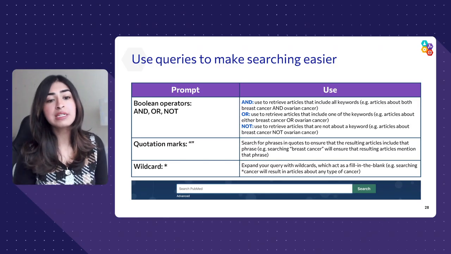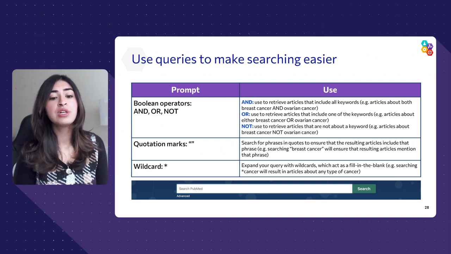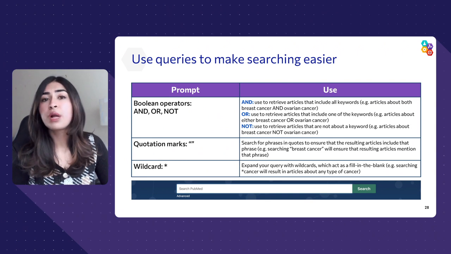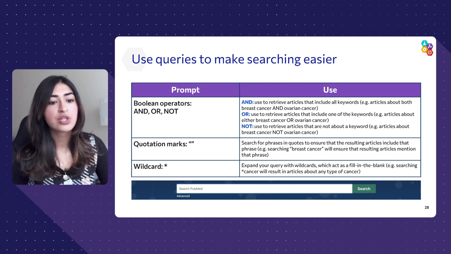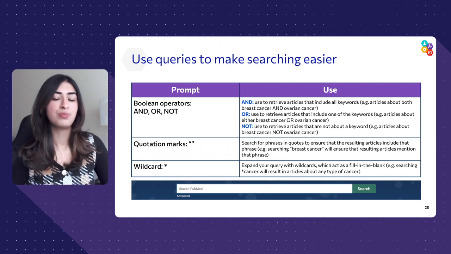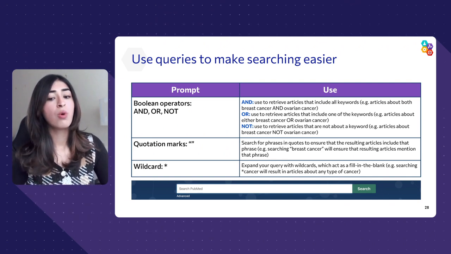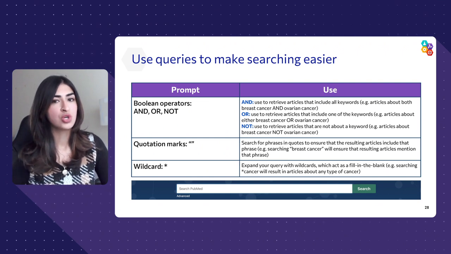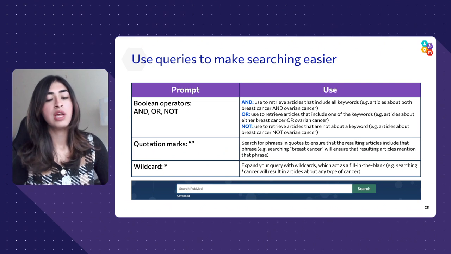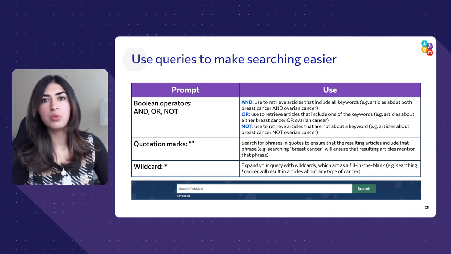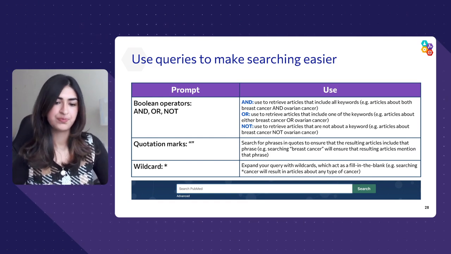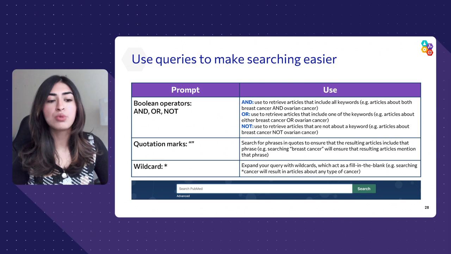And then here are some queries that you can use to make your searching easier. So let's say you want to retrieve articles that include both breast cancer and ovarian cancer. You're going to want to use that "and" operator in order to make sure that all of your results include both breast cancer and ovarian cancer. For "or," if you want breast cancer or ovarian cancer, not both, just one, then you can use the "or." And if you want breast cancer and not ovarian cancer, because a lot of the times articles do have both of them, you can specify that using the "not" boolean.